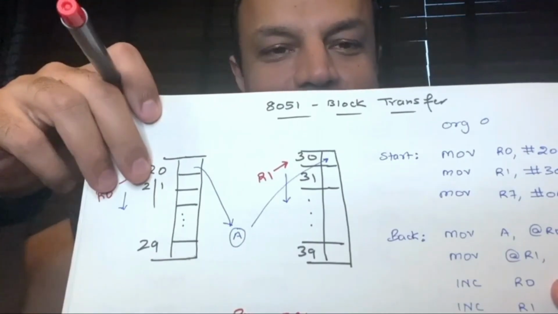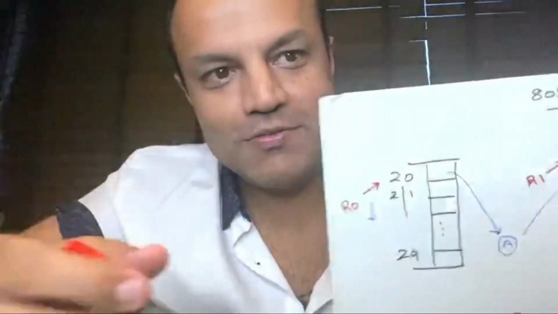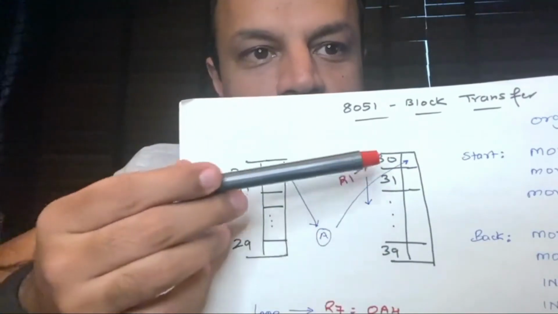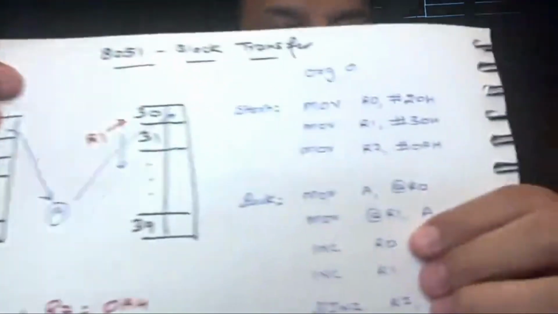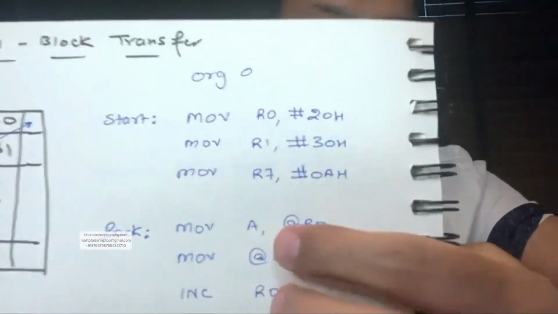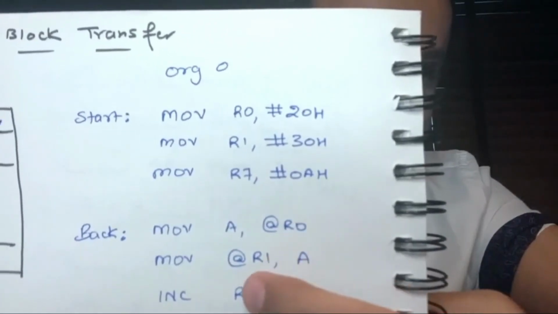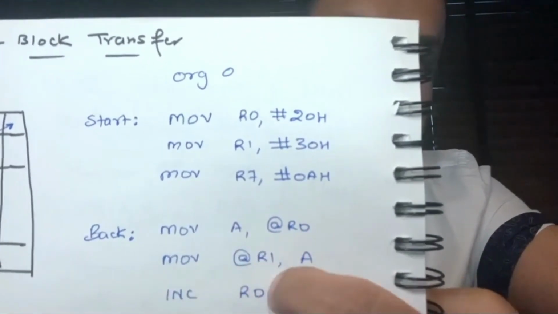Tell me the instruction. Come on. Tell me the instruction by yourself. Store from A to the location pointed by R1. Move at the rate R1, comma, A. Correct. You always write the destination first. So earlier I wanted from memory into A. Now I want to store from A to a memory. So move at the rate R1, comma, A.